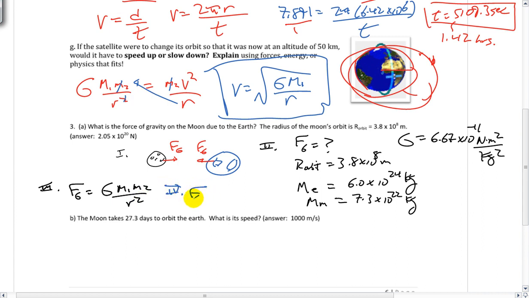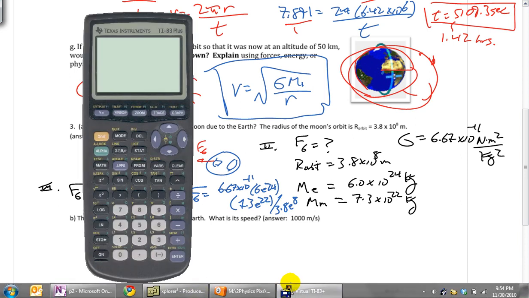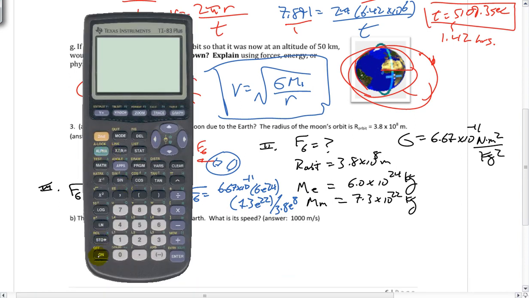Okay, force of gravity is equal to 6.67 times 10 to the negative 11th multiplied by 6 times 10 to the 24th multiplied by 7.3 times 10 to the 22nd, and that whole thing gets divided by the radius, 3.8 times 10 to the 8th. And we don't have to worry about units because we already have everything in standard metric units. So let's go ahead and plug and chug.